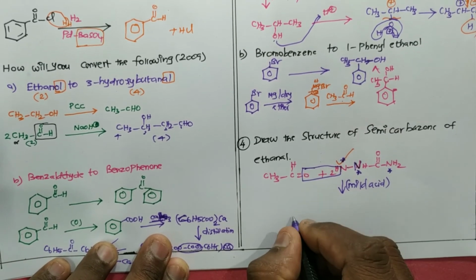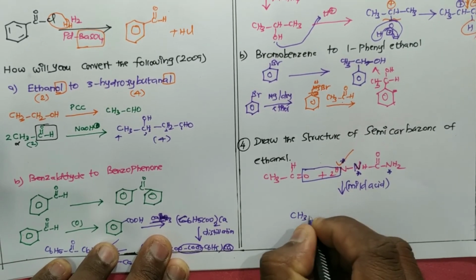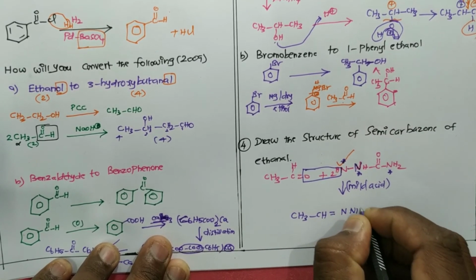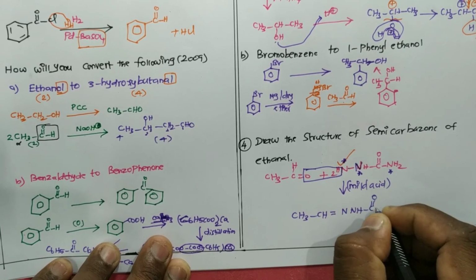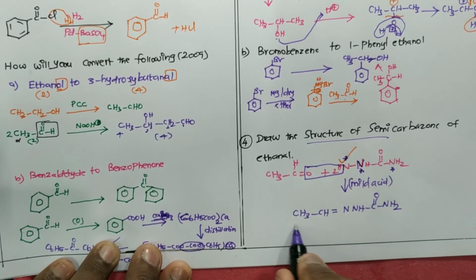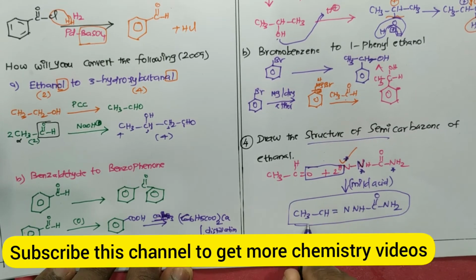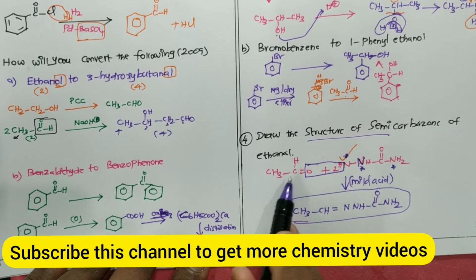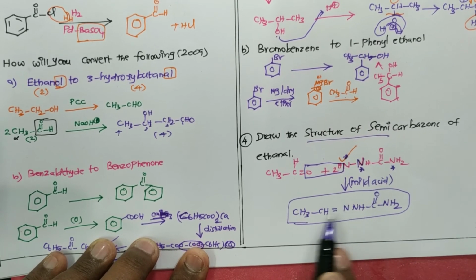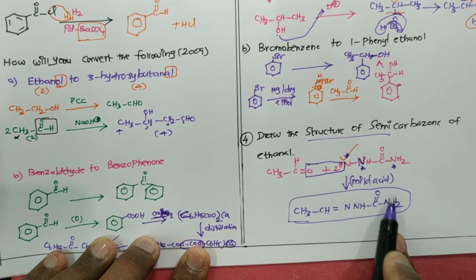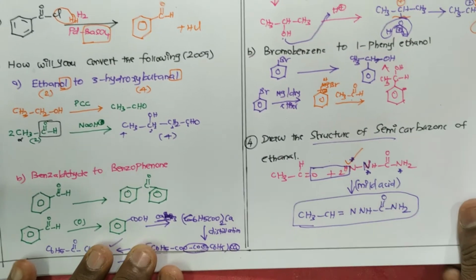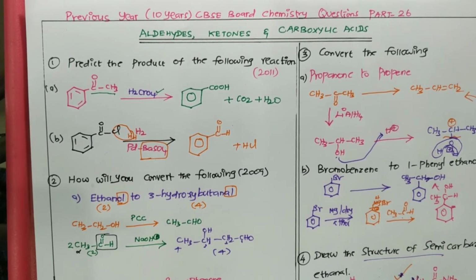So here I will get a product that is CH3, CH, double bond, N, NH, C double bond O, NH2. This is the structure of the semicarbazone of ethanal. So if ethanal reacts with semicarbazide, I will get the semicarbazone of ethanal. Are you able to understand, students?